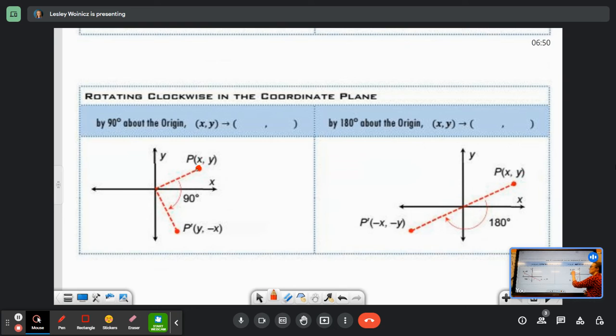So here's my point P. I'm going to rotate P 90 degrees about the origin. This was 3, 1, let's pretend. Well, now it's at 1, -3. So you can see that my x and y traded spots, and my new y coordinate, my old x, is opposite. So x and y swap, and this one is opposite.